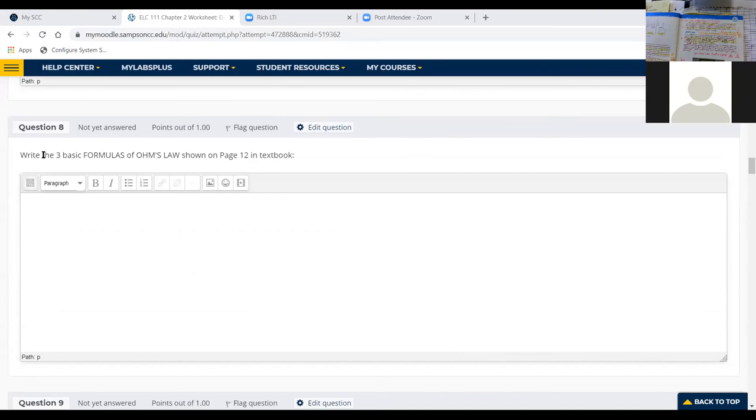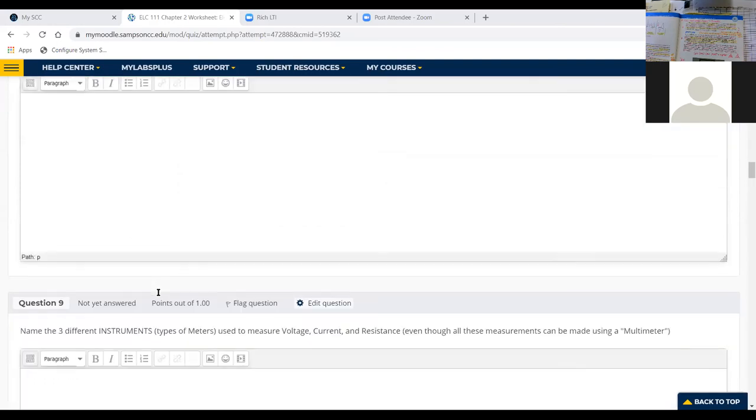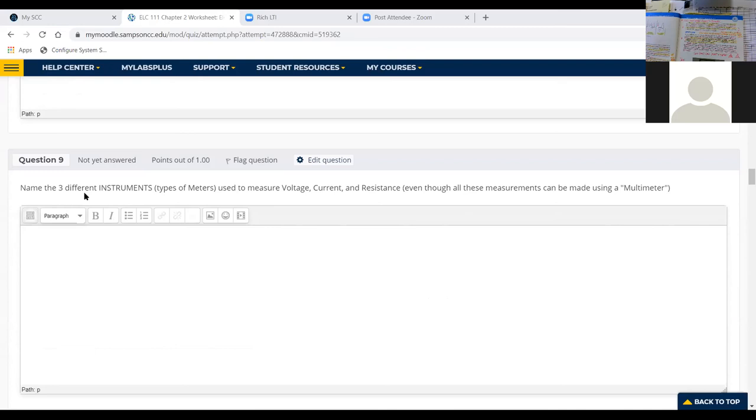And then here, you're going to write those three formulas that you get out of the triangle. The three basic formulas that you get out of the triangle, put those in there. And then you name the instruments that you use to check volts, current, and resistance. That'll be a voltmeter, ammeter, and an ohmmeter.